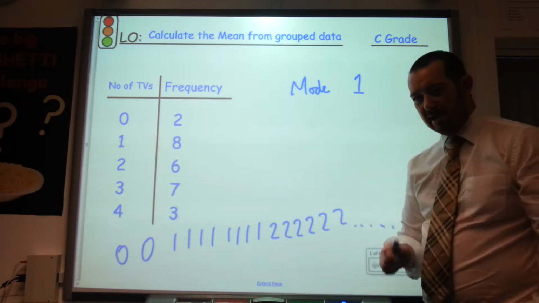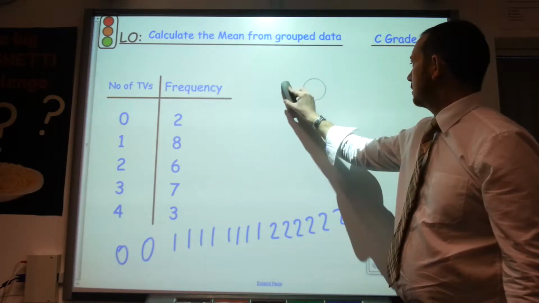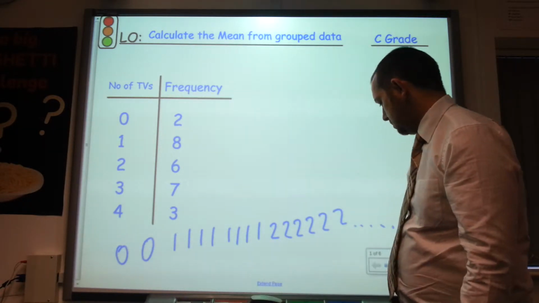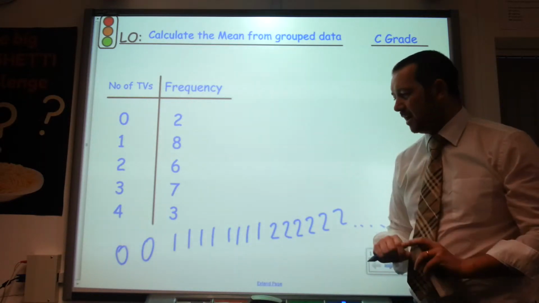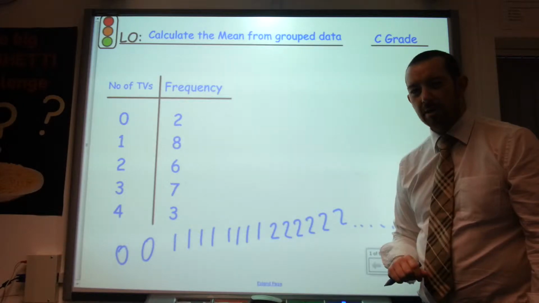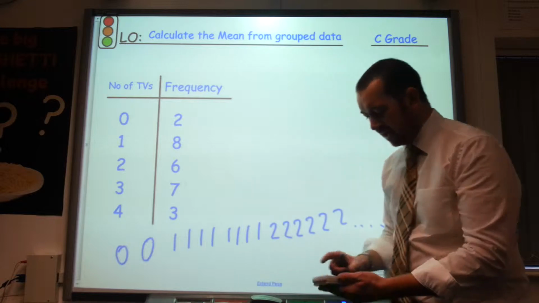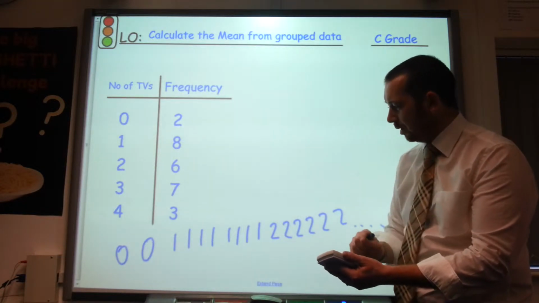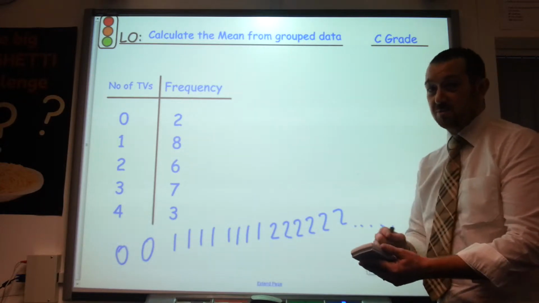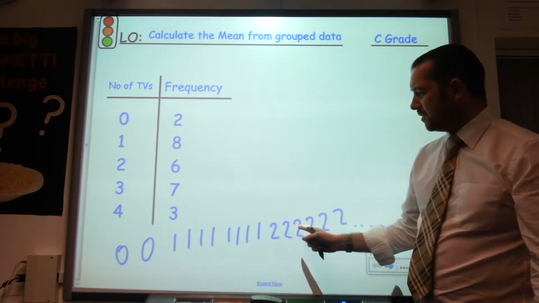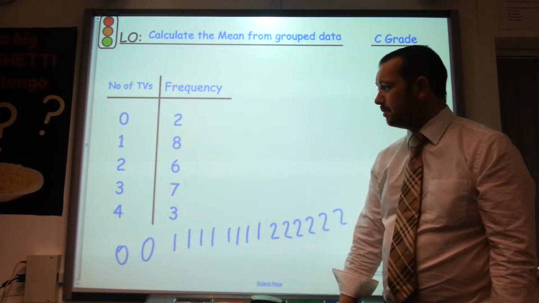Now, can you remember what the mean means and what you've got to do to find the mean? The mean is, if you remember, add them all up and divide by how many there are. So with my calculator, if I had a list, I could go 0 plus 0 plus 1 plus 1 plus 1 plus 1 plus 1 plus 1 plus 1 plus 1 plus 2 plus 2 plus 2, and so on. But the trouble is, I could easily make a mistake there as I'm using the calculator. So I can use my table.